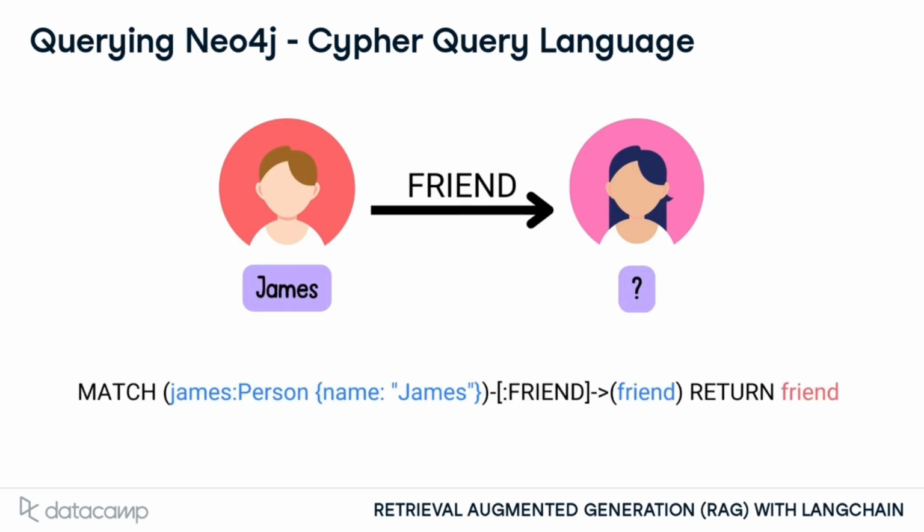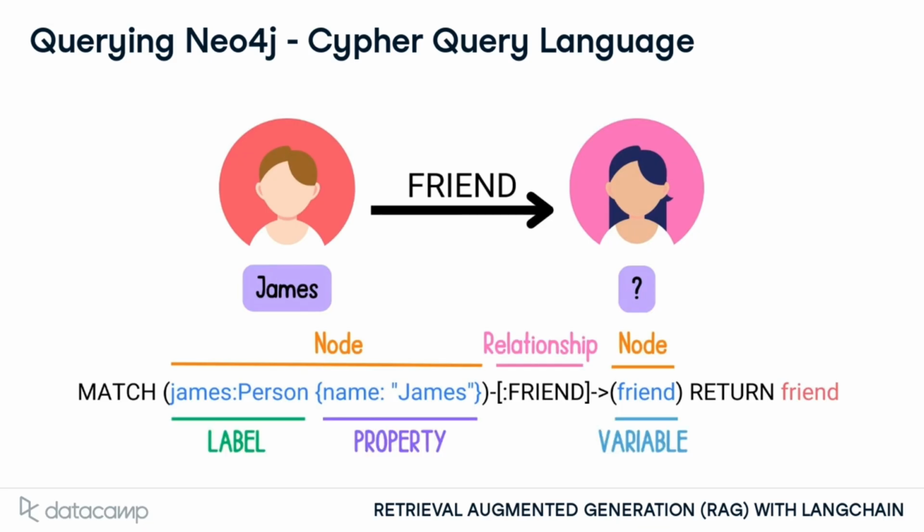Here's what the Cypher code looks like. Let's break it down. The code looks for a match between a node with name James and another node indicated with the friend variable, joined with a friend relationship. Notice that the relationship sits in the center of an arrow that indicates the direction of the relationship from one node to another.